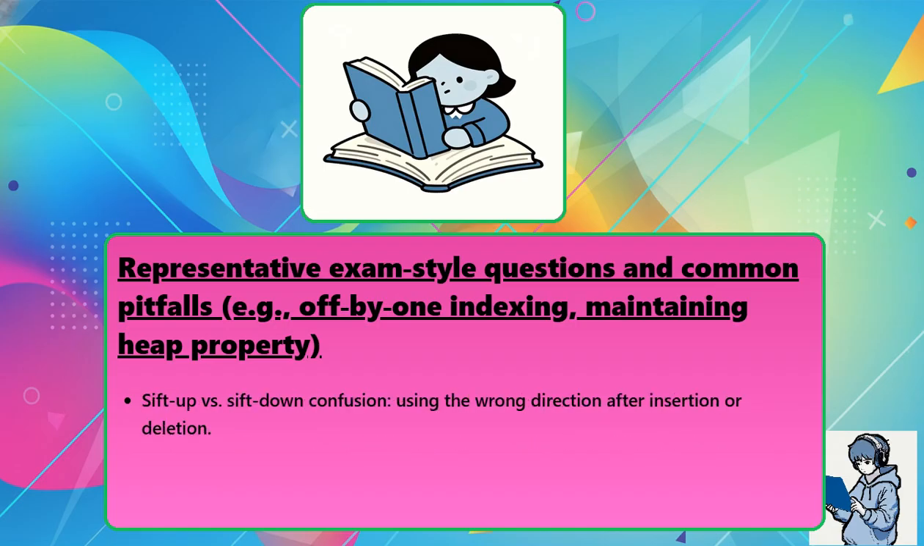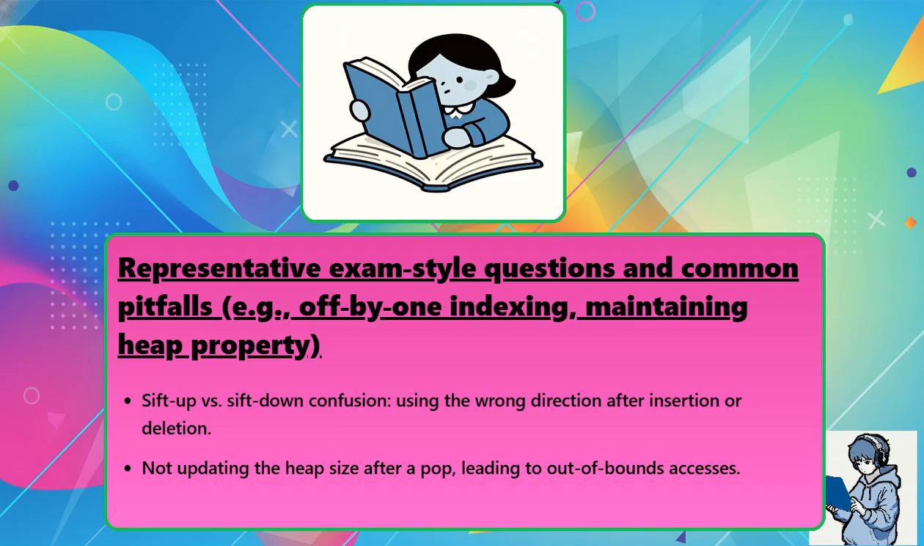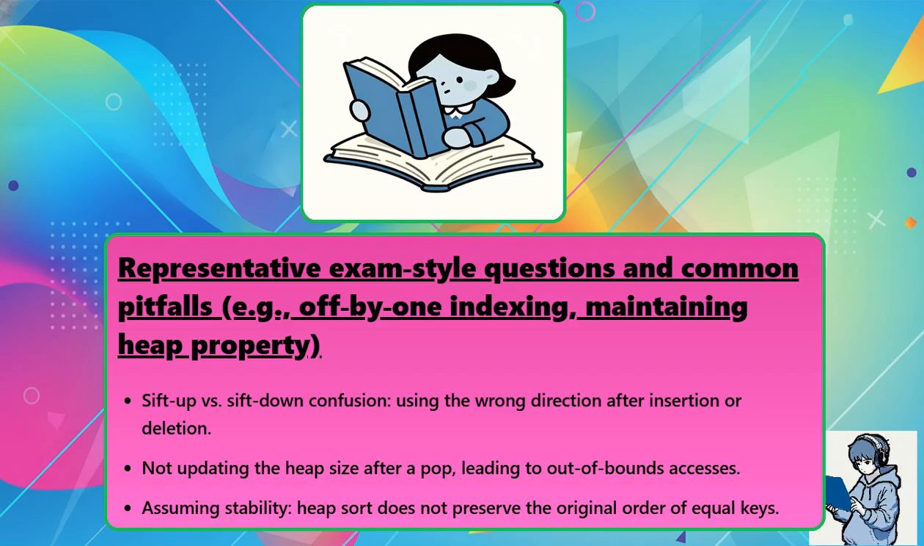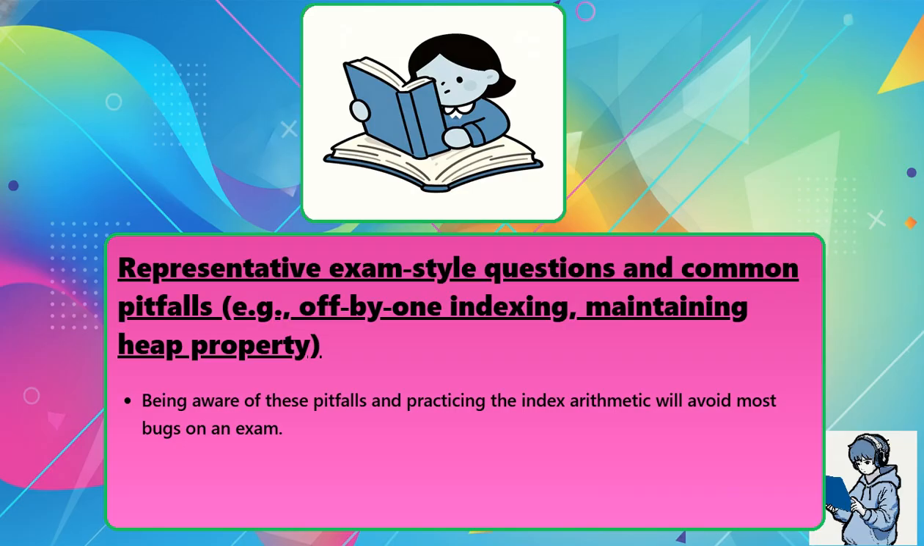Sift up versus sift down confusion: using the wrong direction after insertion or deletion. Not updating the heap size after a pop, leading to out-of-bounds accesses. Assuming stability: heap sort does not preserve the original order of equal keys. Being aware of these pitfalls and practicing the index arithmetic will avoid most bugs on an exam.